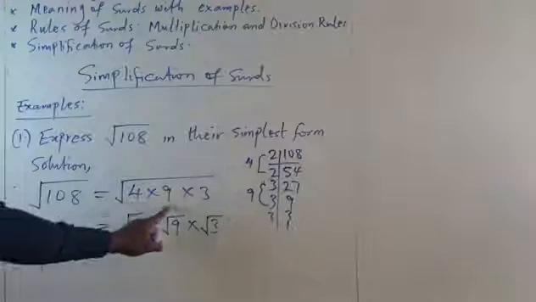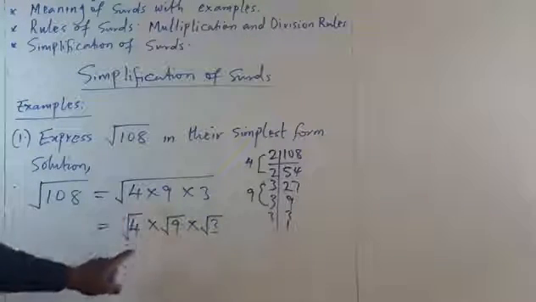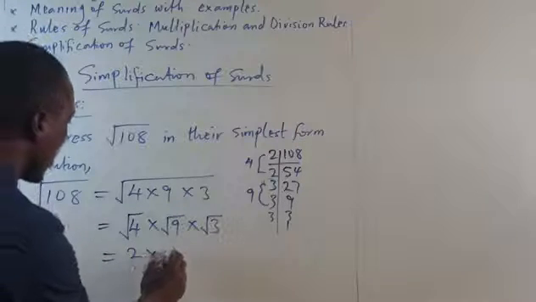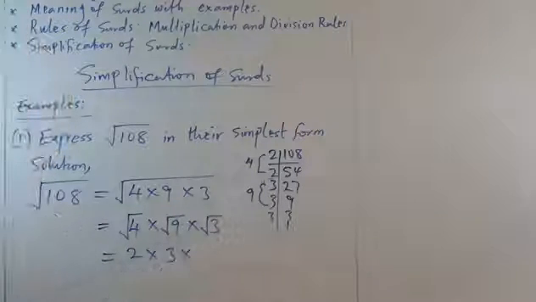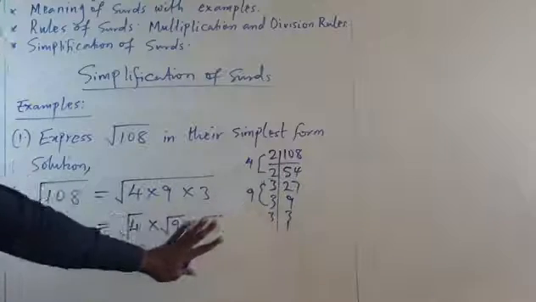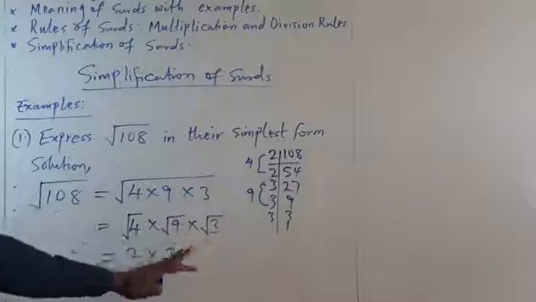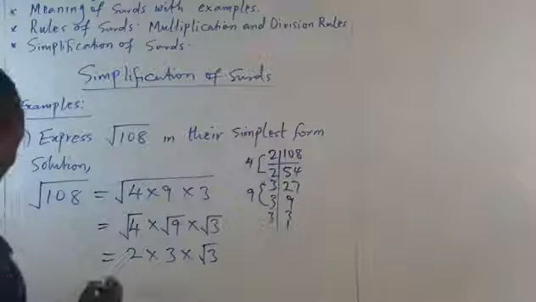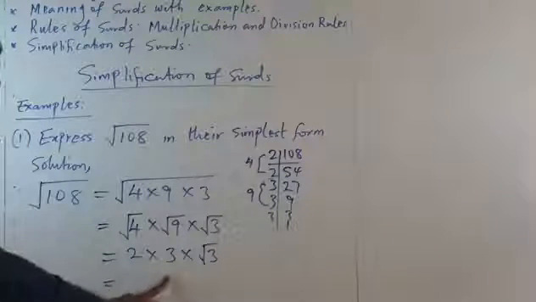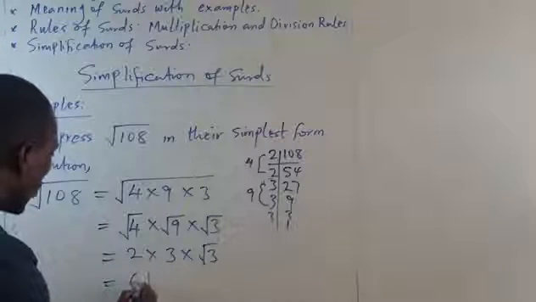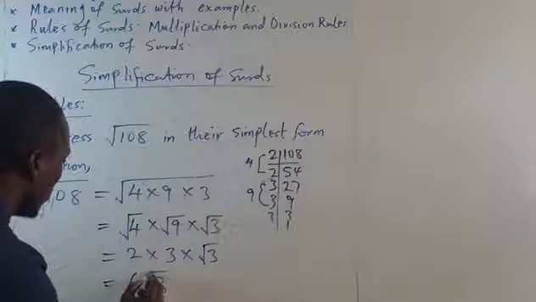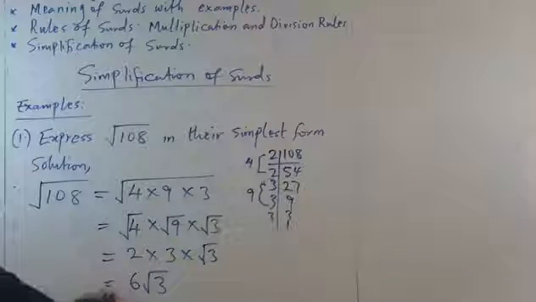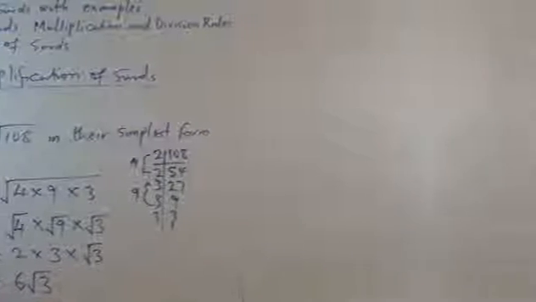So 4 and 9, they are perfect squares. So square root of 4 gives us 2, multiplied by square root of 9 gives us 3, multiplied by square root of 3, which is also in its lowest form, so you cannot express it beyond this level. So we now have square root of 3. So which is the same thing as 2 multiplied by 3, that is 6 root 3. So square root of 108 in its lowest form is 6 root 3.